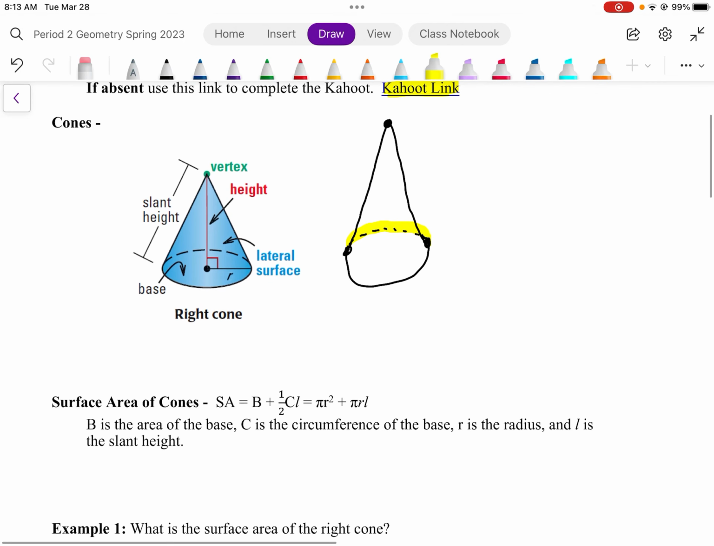Okay, so for these, just like a pyramid, it has a slant height, which is going along the side of the cone, slanted, and then it has the height of the cone, which is that vertical line going straight up and down from the vertex straight down to the base.